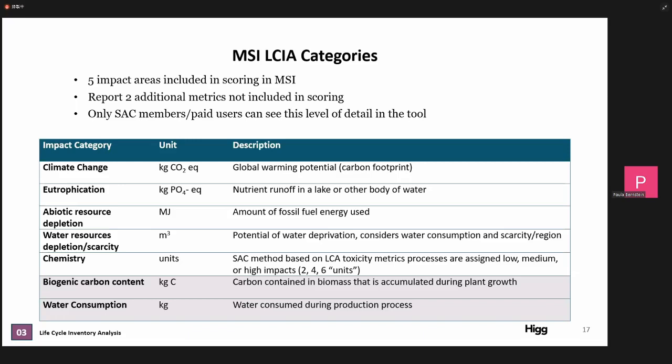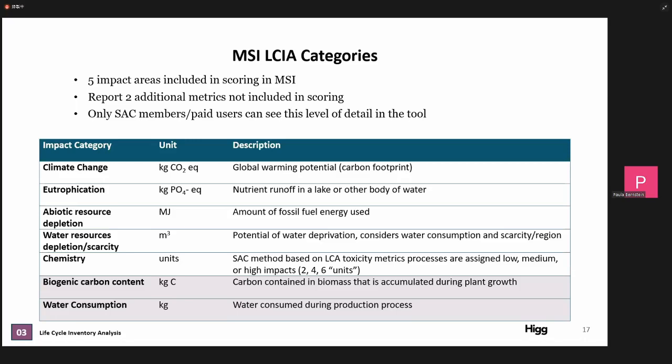We have climate change, which I think most people know. It's carbon footprint, also known as global warming potential. That's one that a lot of people are very interested in. Eutrophication is a measure of nutrient runoff into water causing algae blooms. Abiotic resource depletion is the amount of fossil energy used. So that's total energy, not including renewable energy.